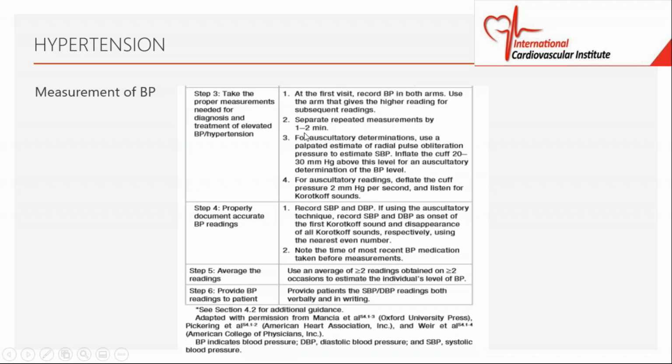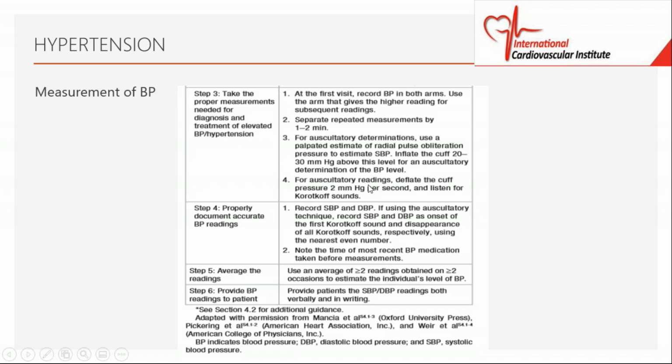If you're going to repeat the measurement, wait about 1 or 2 minutes. You can use the palpation method where you inflate the cuff above the point where you obliterate the radial pulse. So you inflate the cuff until the radial pulse is obliterated, then you inflate it about 20 to 30 millimeters of mercury above that level, and then you gradually reduce it.